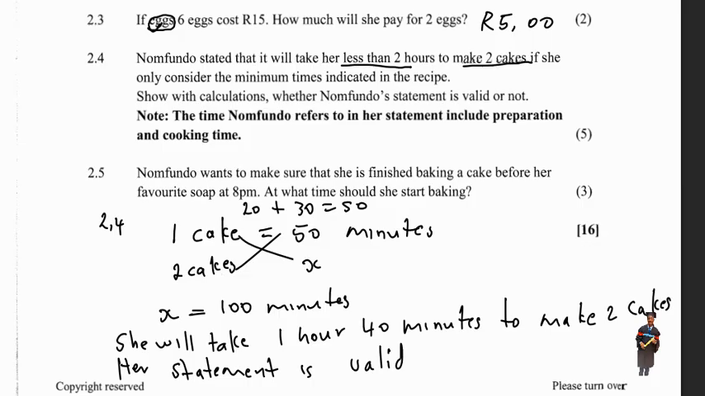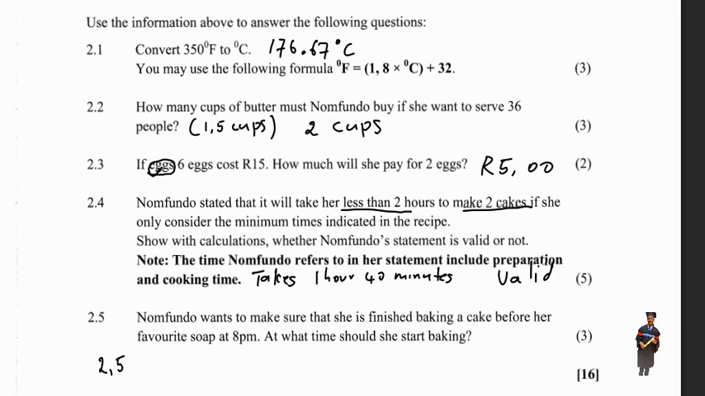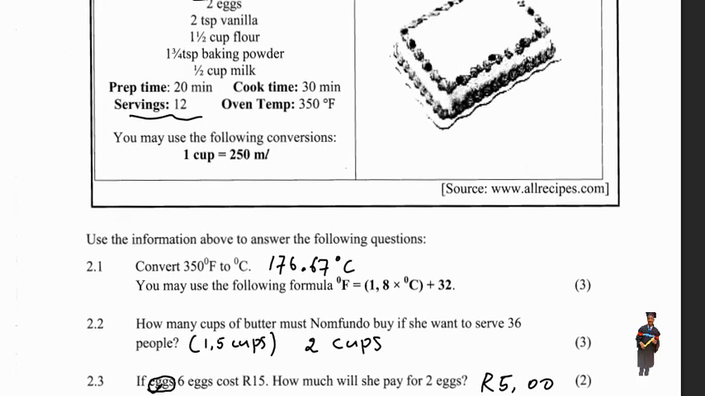All right, now let's go to 2.5, our last question. 2.5 says Nomfundo wants to make sure that she is finished baking a cake before her favorite soap at 8 p.m. At what time should she start baking? Since she takes 50 minutes to bake or to make 1 cake, 20 minutes for preparation, and then 30 minutes for cooking.